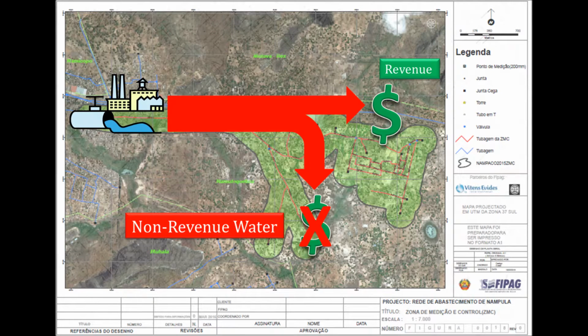In the previous video, I explained how the level of non-revenue water can be calculated within a hydraulically isolated district metered area, a DMA. To reduce this level, we need to go into more detail on what exactly non-revenue water is. Causes of non-revenue water can be subdivided into being either of a physical or a commercial nature.